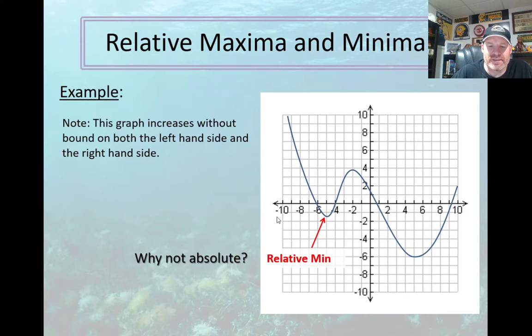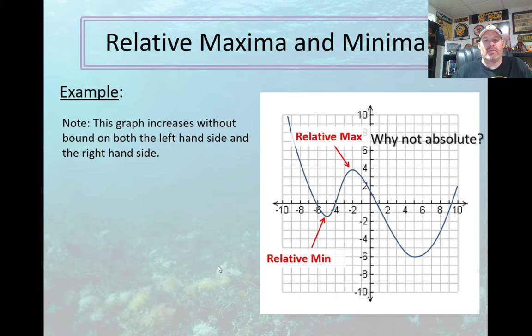And the next thing that I see is right there, it looks like a maximum. Why would I call it a relative maximum and not an absolute maximum? Well, kind of the same reason. Remember, it goes forever in that direction and that direction. So this is all higher than that point right there. So it's only a relative.